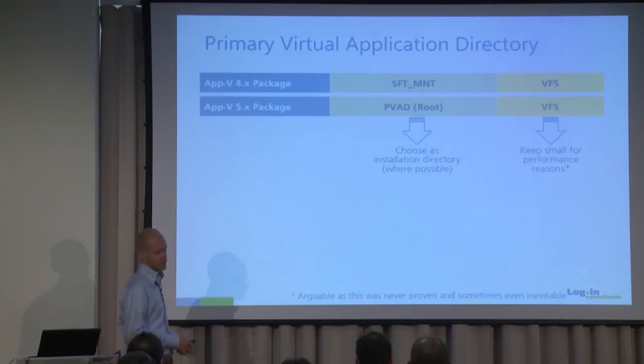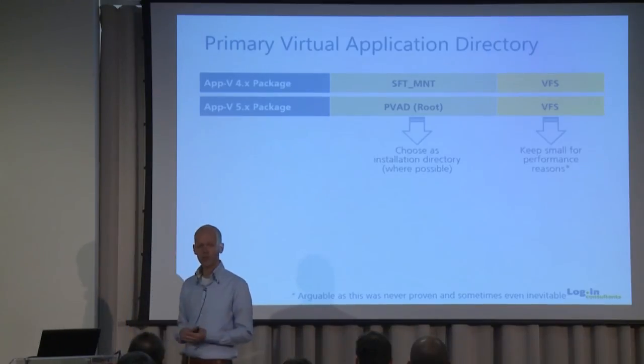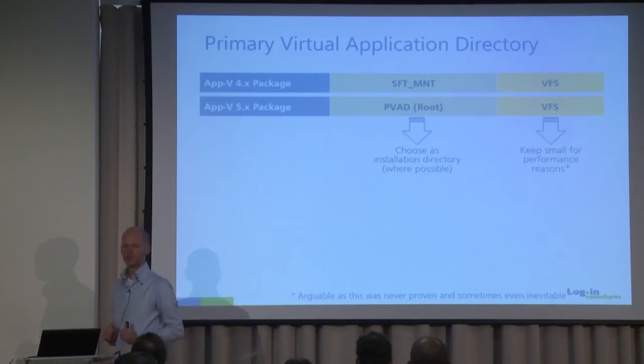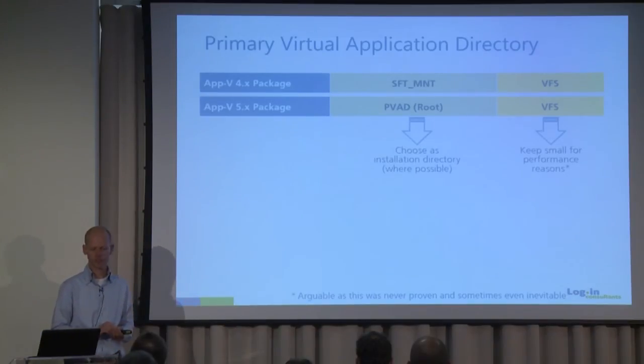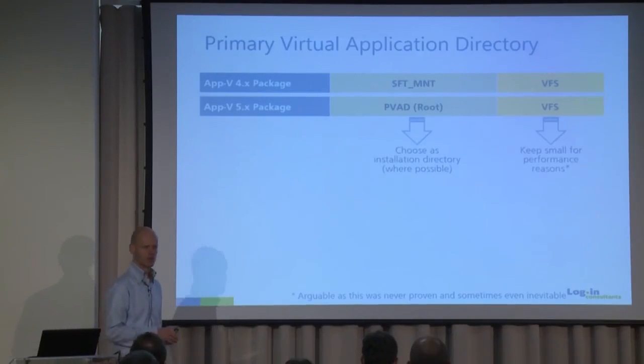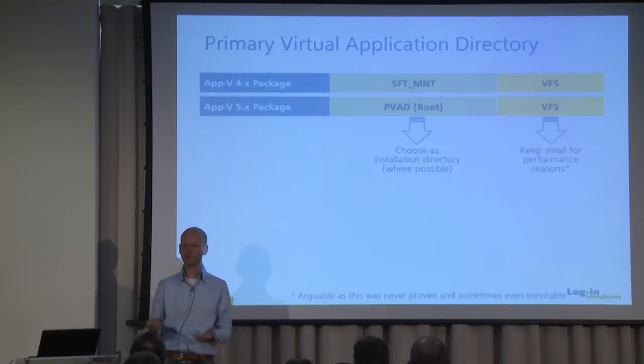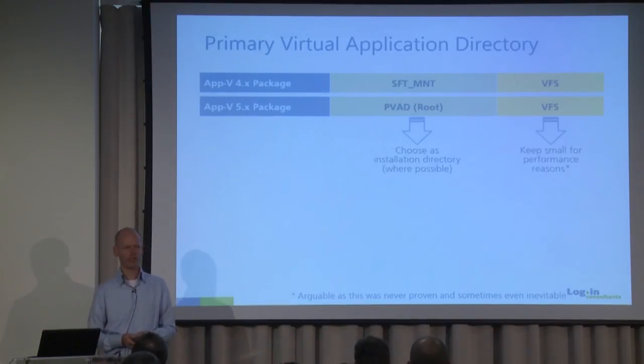So the new best practice, of course, is to install as little as possible to the virtual file system and as much as possible to the primary virtual application directory. But what is that directory? Microsoft tells us that's program files, because program files would be the primary directory where the application would install. Which is true, but there are some gotchas.